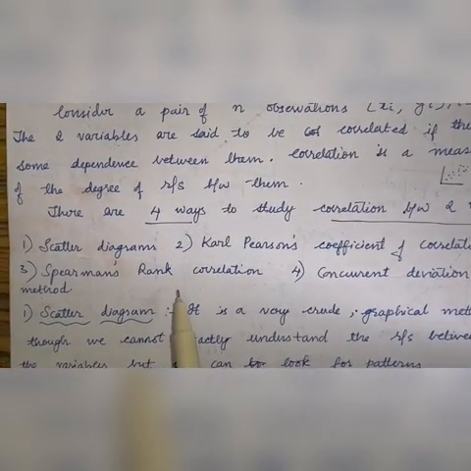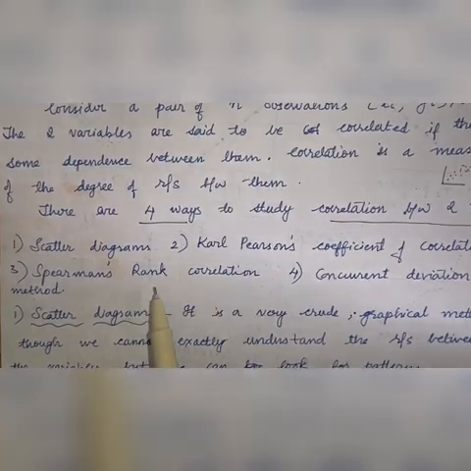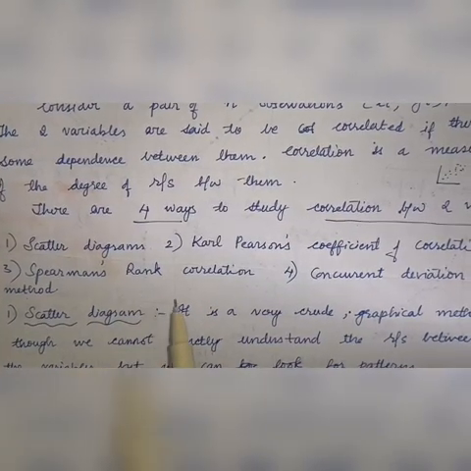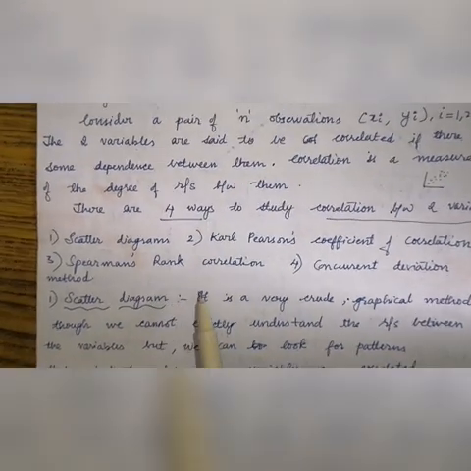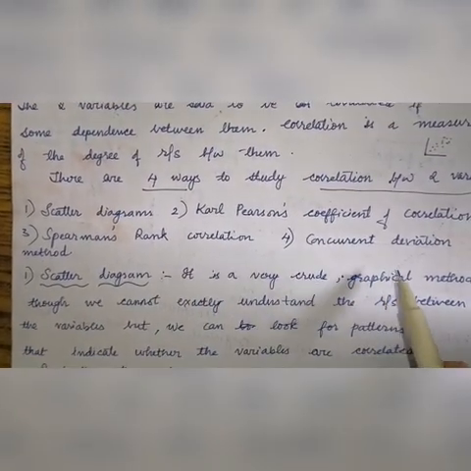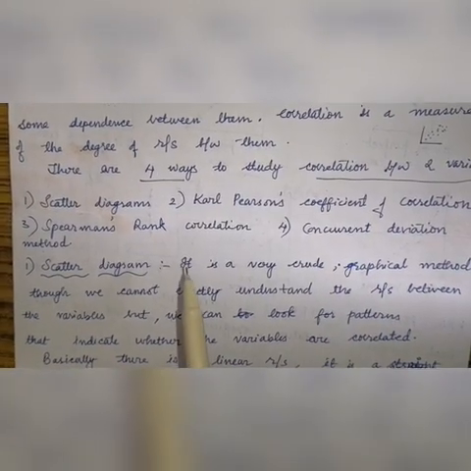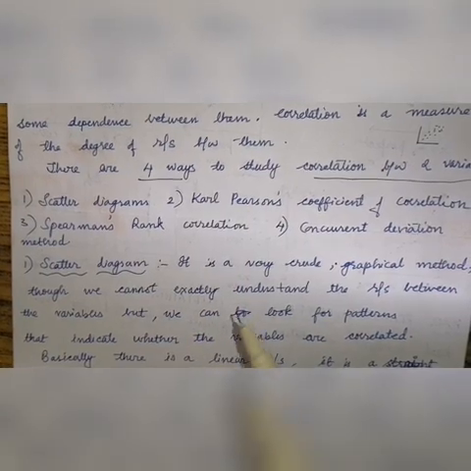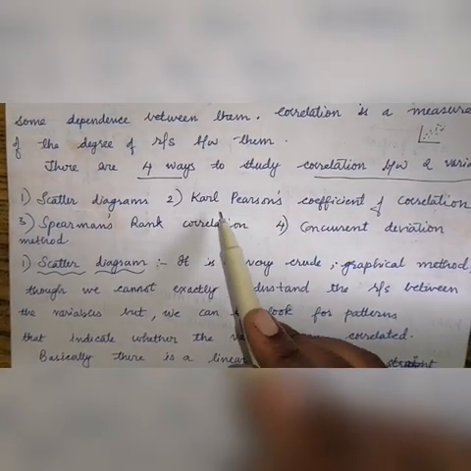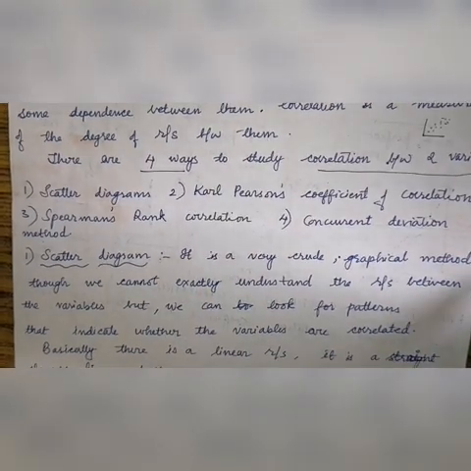Then third, we have Spearman's rank correlation. When the data is ordinal or when ranks are provided instead of actual values, then we could use Spearman's rank correlation method for understanding the relationship. And we also have a method called concurrent deviation. Now, in this unit, we are going to learn about Karl-Pearson's coefficient of correlation and Spearman's rank correlation.